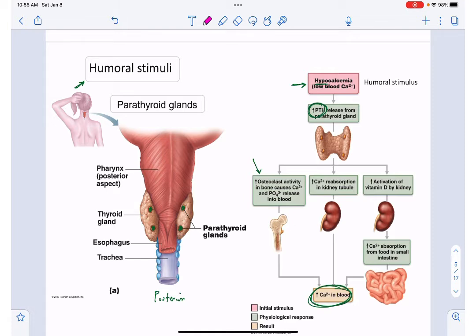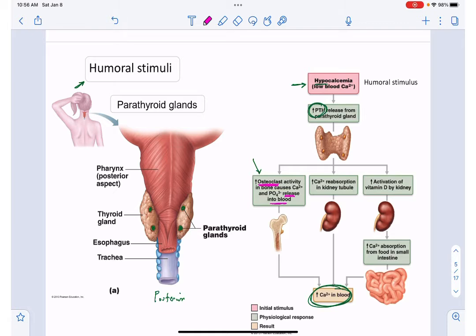And the cells that are responsible for breaking down that calcium extracellular matrix and releasing those into the blood are called osteoclasts. And so parathyroid hormone is going to stimulate the activity of these osteoclasts. These osteoclasts are going to break down this calcium and phosphate reserve, and they're going to release it into the blood. And so that's going to help increase blood calcium.